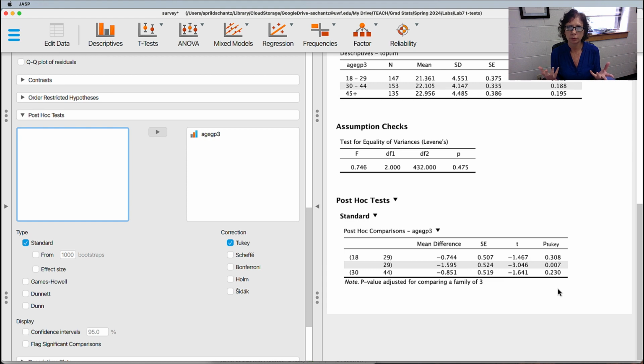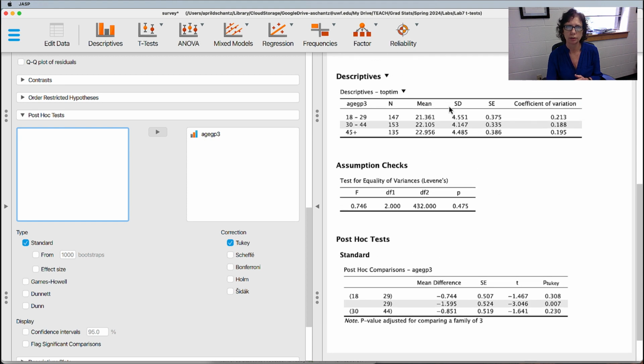Now, which of those groups had a higher optimism score? We can look back at our descriptives and see that the average for the youngest group was 21.4, whereas the average optimism score for the oldest group was about 23.0, rounding to the 10th place. So the younger group was significantly lower than the older group in terms of optimism scores.